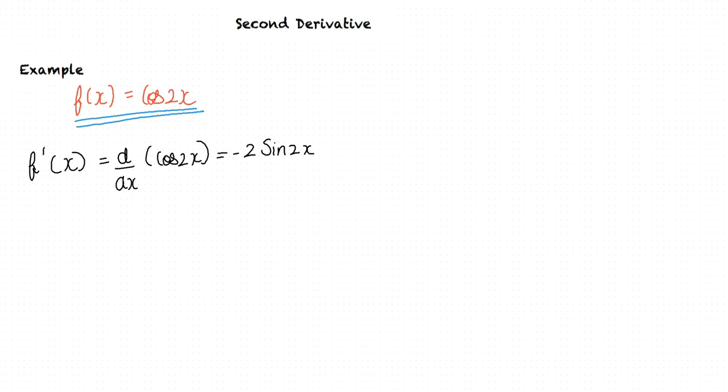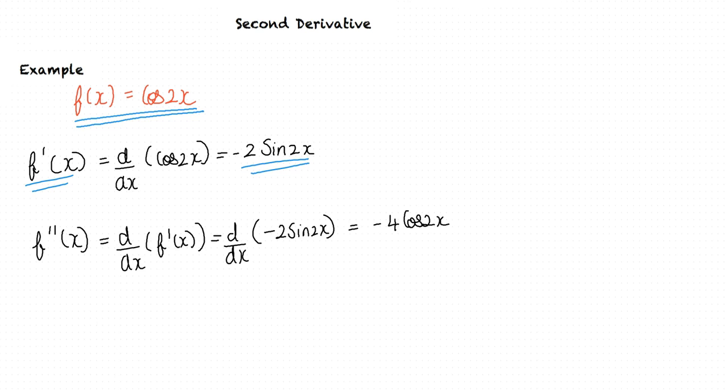f dash of x equals d by dx of cos 2x, which equals negative 2 times sin 2x. To determine the second derivative, we differentiate f dash of x with respect to x. f double dash of x equals d by dx of f dash of x, which equals d by dx of negative 2 sin 2x, which equals negative 4 times cos 2x.